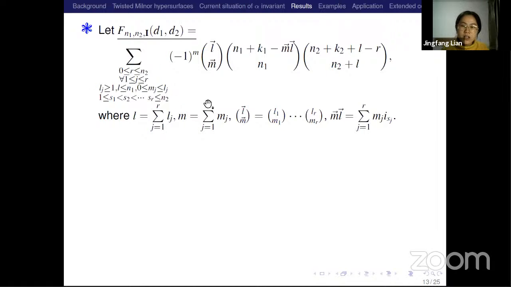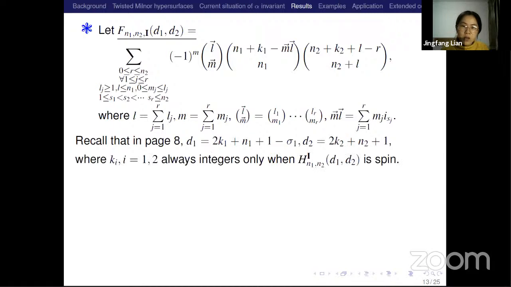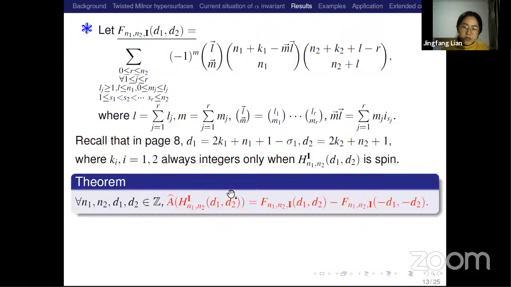So the result here, the formula we define here, can be expressed by K1 and K2. But what needs attention is that only when the twisted muon half surface is spin can the Ki be integers. The first result is for its A genus. What's interesting is that the A genus of this muon half surface can be expressed by f d1 d2 minus f minus d1 minus d2.